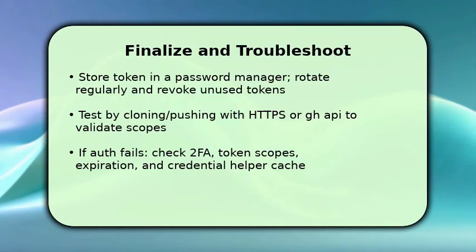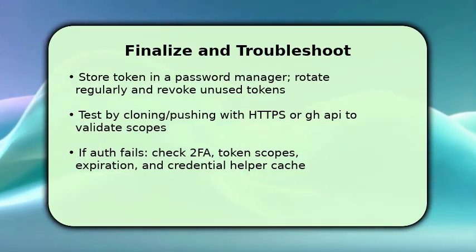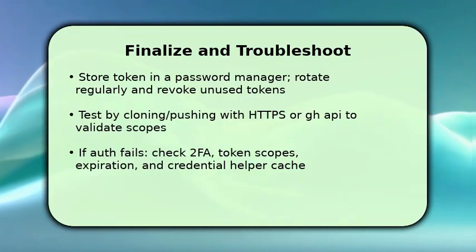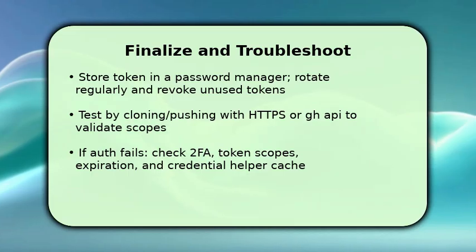You finish by storing the token securely and verifying access. Perform a git fetch, push, or use the GitHub API to confirm the granted scopes work. Set a rotation policy and revoke tokens you no longer use.